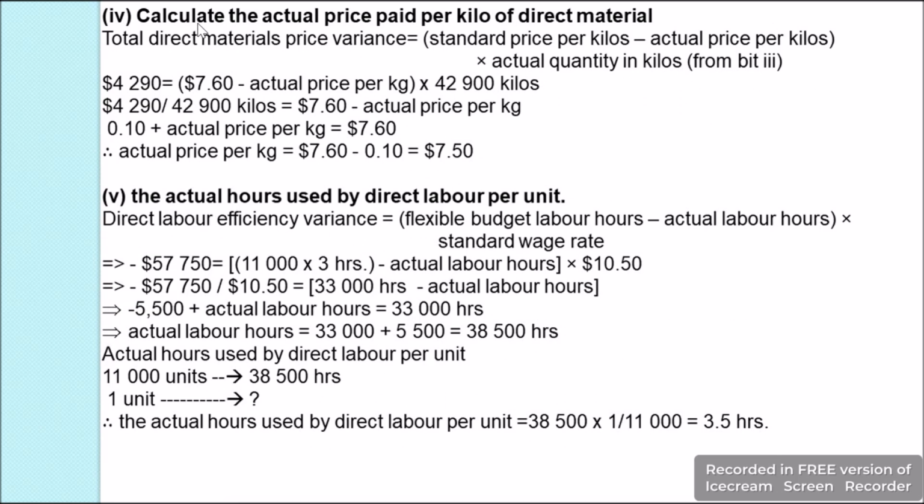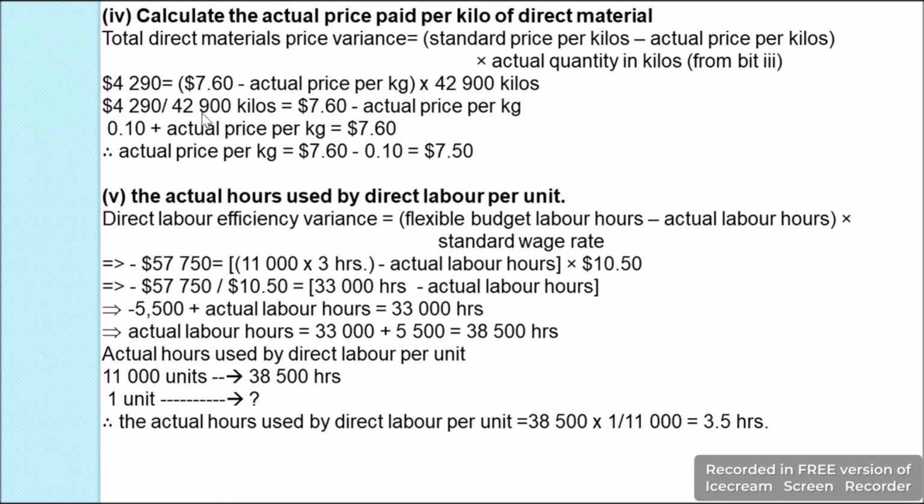In the next bit of the question, we are asked to calculate the actual price paid per kilo of direct material. As we have to find the price, we are going to take the direct material price variance, which will be equal to the standard price per kilo minus the actual price per kilo times the actual quantity in kilos, and this was calculated in the bit 3 of the question. So we have been given the direct material price variance as 4,290, which will be equal to the standard price per kilo was given as $7.60 minus the actual price per kilo, which we have to find, times the actual quantity in kilos was 42,900 from the bit 3 of the question.